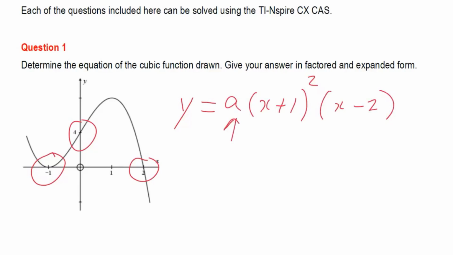The only thing we need to do now is figure out what this dilation factor is at the beginning there. And to do that, we use the y-intercept, which is 0,4. So we're now going to substitute in 0,4 in order to figure out the dilation factor.